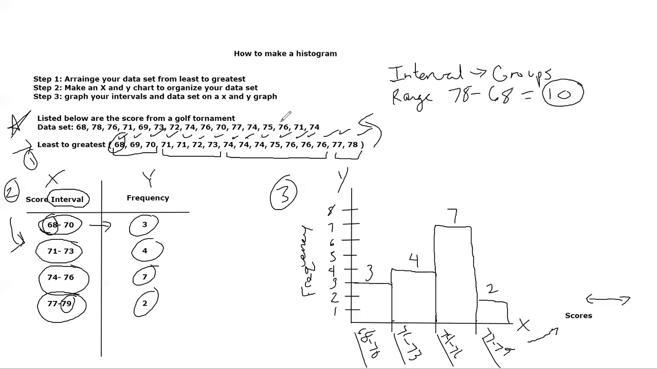Now, if you notice, unlike regular bar graphs, this is by itself and they're connected. There's no space in between them. Why? Because the numbers don't leave any space. Remember, these aren't categories. These are intervals. These are groups that go one right after the other, so there really isn't any space in between them. That's what makes a histogram a histogram. With that said, we have just done the histogram for the data set for the scores from a golf tournament.